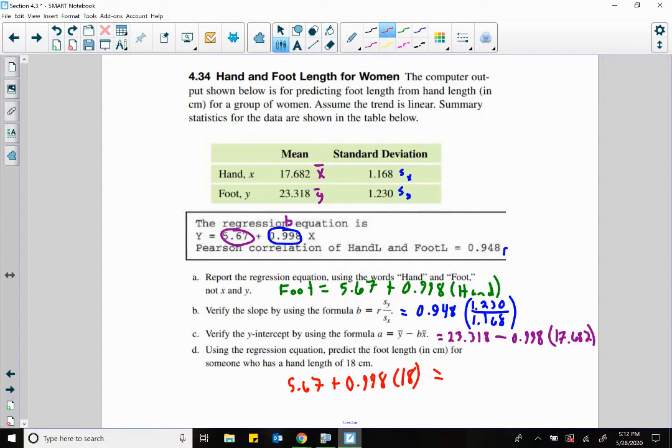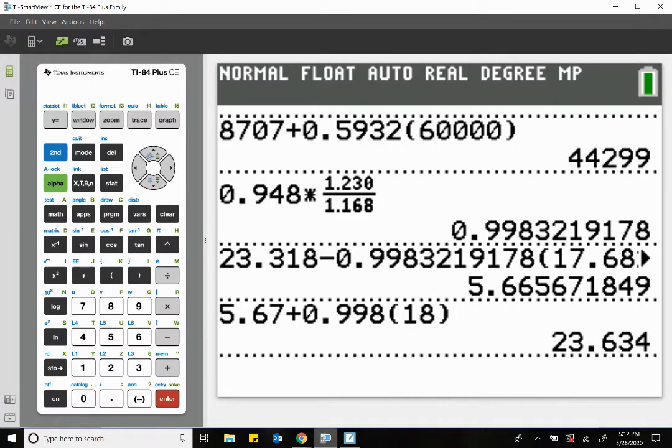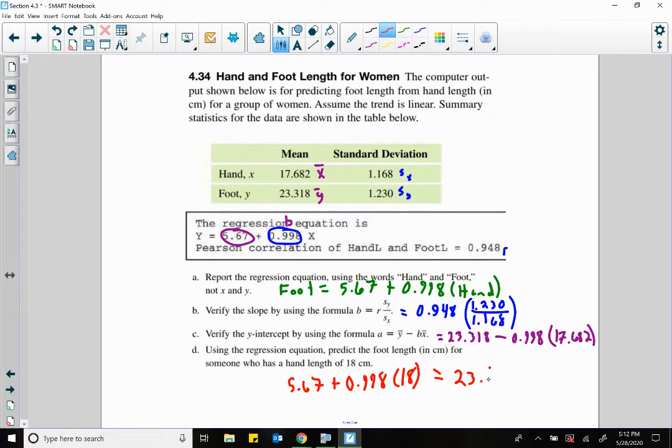And there it is, 23.634. Again, I don't know what they want us to round to. So 23 point, what did I say, 634? Yeah, 634 centimeters. And there we go.